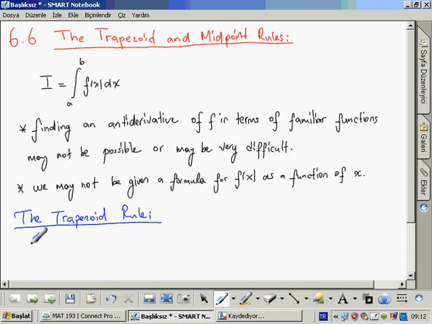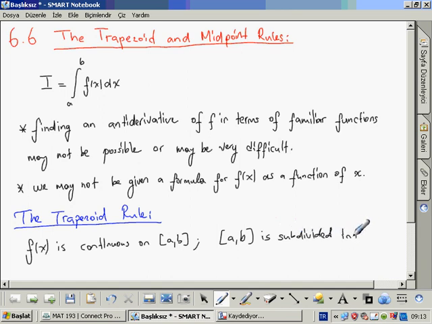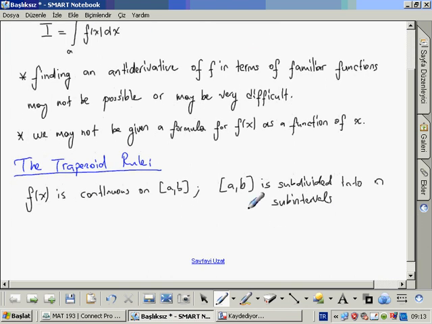We assume that f of x is continuous on the closed interval a, b, and let's subdivide a, b into n subintervals, each of length h equals b minus a divided by n, using n plus 1 points.